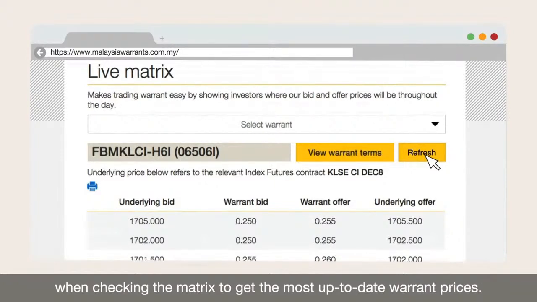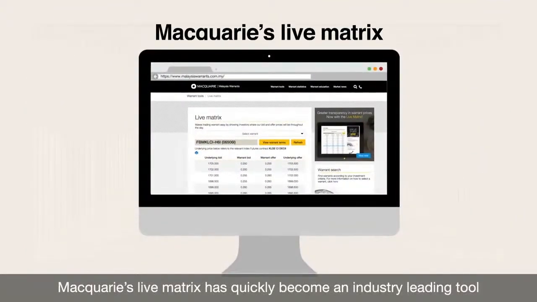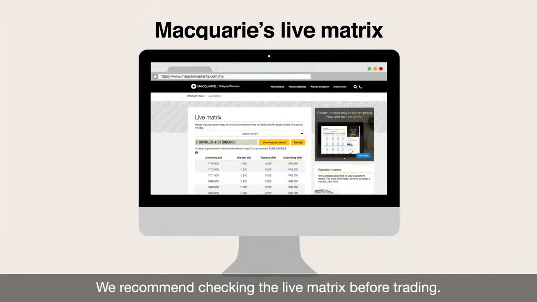warrant prices. Macquarie's Live Matrix has quickly become an industry-leading tool due to the transparency it provides, making it one of the most popular tools among warrant investors. We recommend checking the Live Matrix before trading.